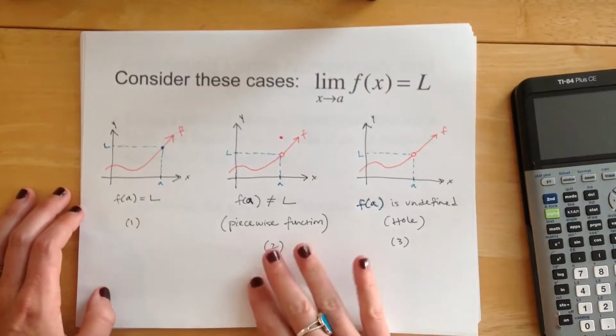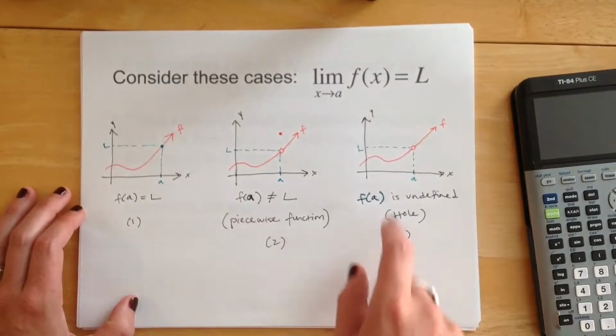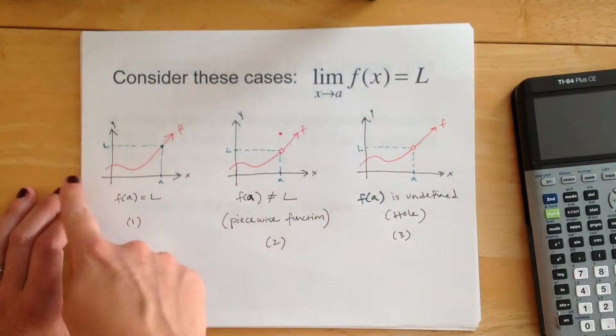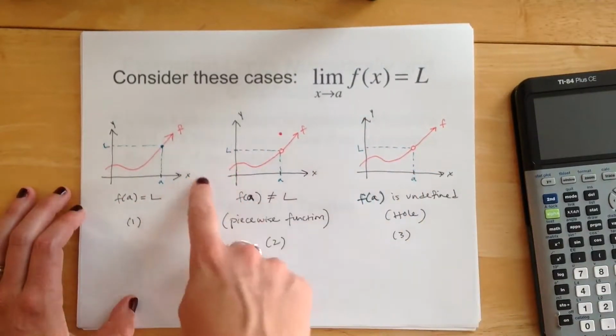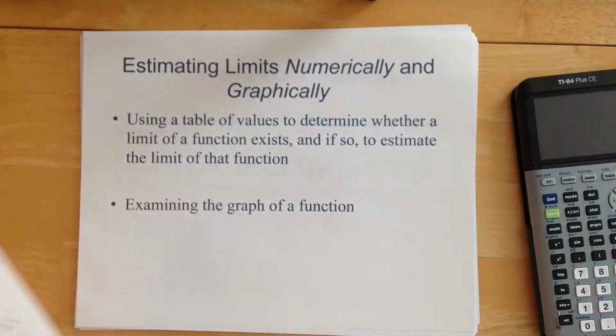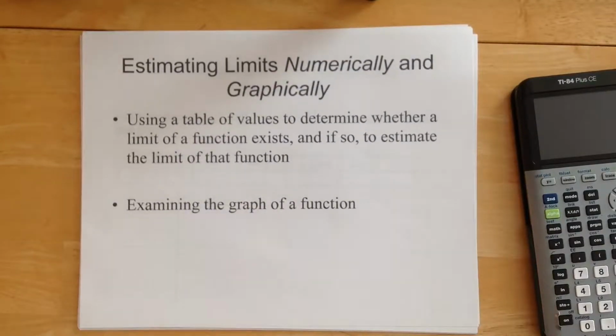So we're going to keep coming back to these cases. We're going to look at more specific examples where we take limits of functions as x approaches a and the limit exists, and we're going to come back to this diagram to look at which case we're actually looking at. Now we're going to start by estimating limits numerically and graphically. We're actually evaluating the limits, but I like to say estimating, especially whenever we're creating a table of values to determine what the limit is.